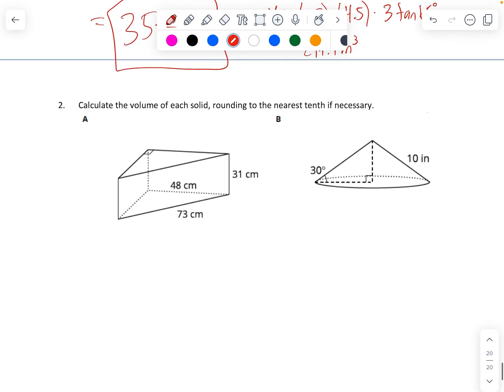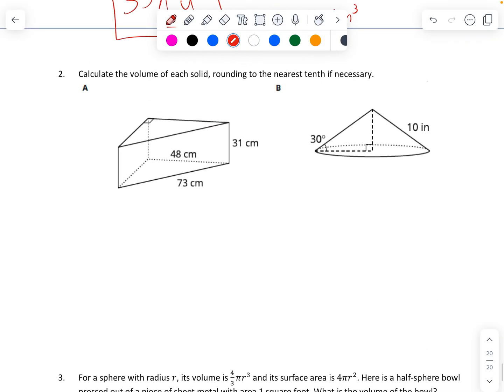All right, moving on to question 2. Why don't you guys try it now on your own?